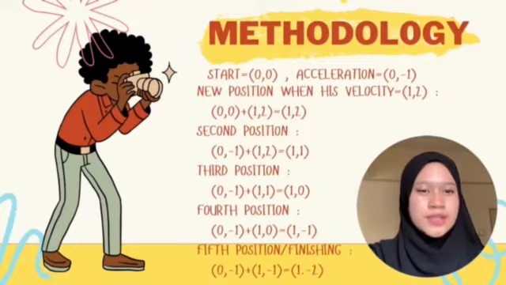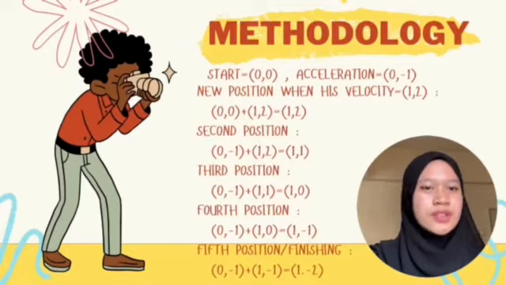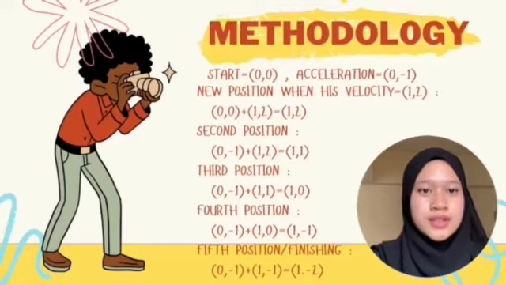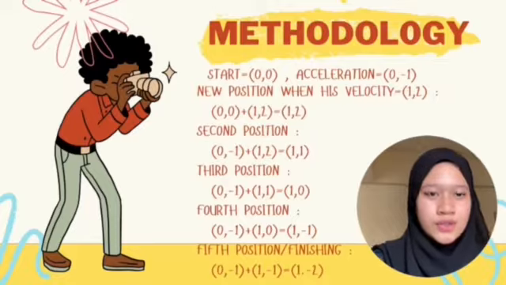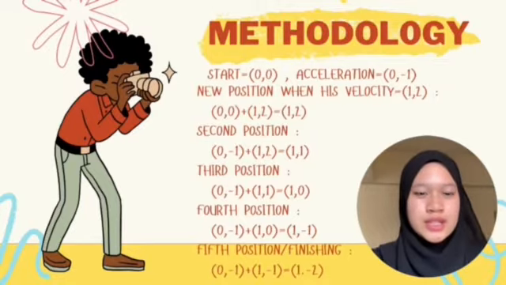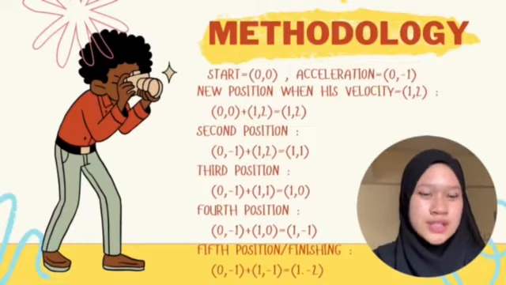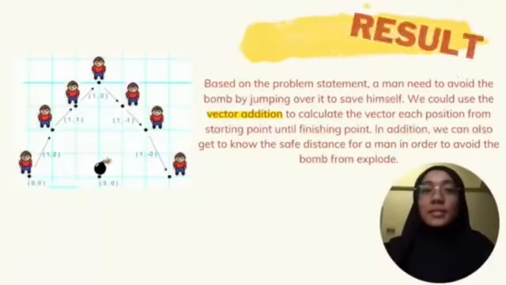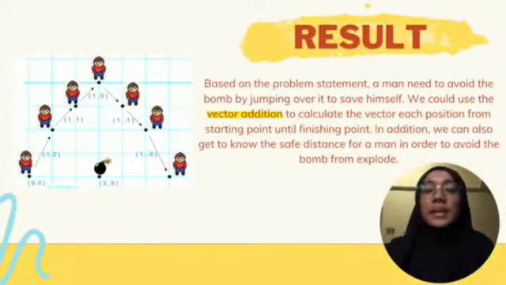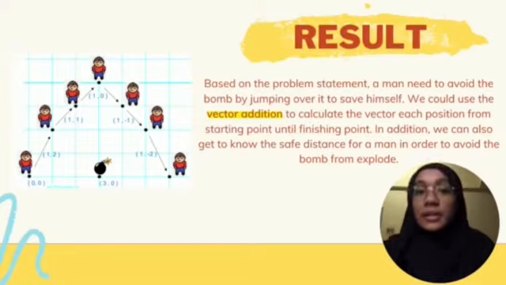And then we repeat the same step by adding vector 1, 1 and his acceleration to get vector 1, 0. Next, add vector 1, 0 and 0, -1, equal to 1, -1. Lastly, add the new velocity 1, -1 and his acceleration, and we will get 1, -2. So the last velocity will be 1, -2. Based on the problem statement, a man needs to avoid the bomb by jumping over it to save himself. We could use vector addition to calculate the vector of each position from the starting point until the finishing point.